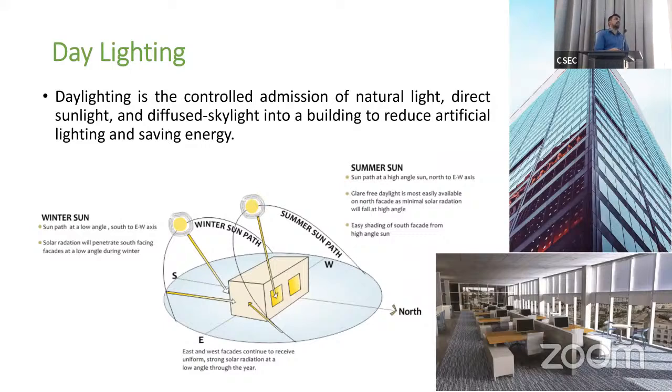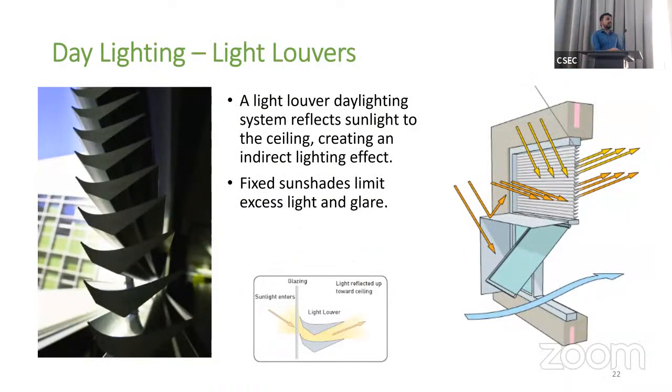And also, we can use daylighting. Daylighting is the controlled admission of natural light into a building. This is used to reduce our artificial lighting and to save energy. As an example, light louvers. Light louvers are a daylighting system that reflects sunlight into the ceiling, creating an indirect lighting effect. In order to limit excess light and glare, we can use fixed sunshades.